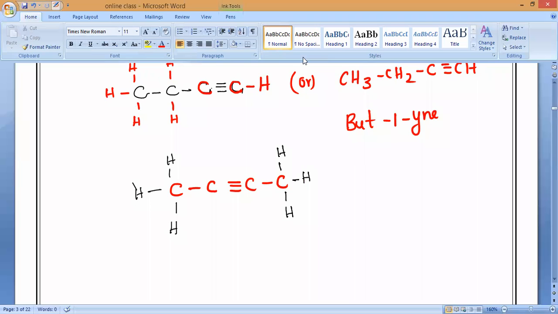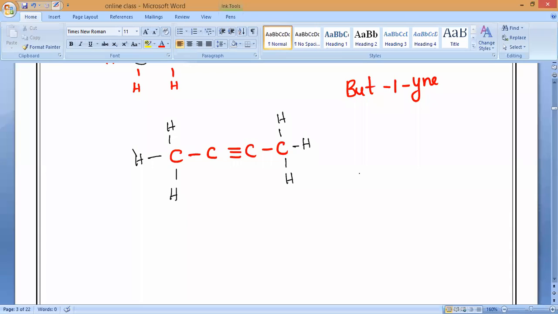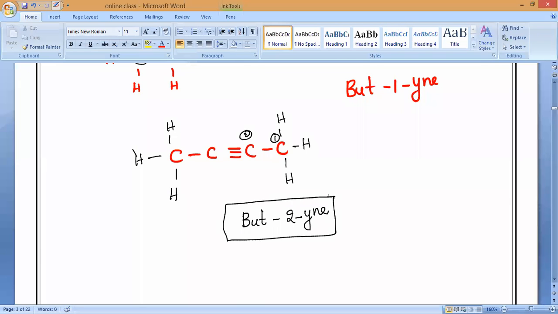Every time carbon should satisfy how much valency? It must satisfy 4 valency. That is the only thing you must keep in your mind. Other than that, nothing should be there. Understand? Now naming the carbons 1, 2. The triple bond is at the second carbon, so what will come? But-2-yne. That's the name of this one. So these are the isomers of butane.